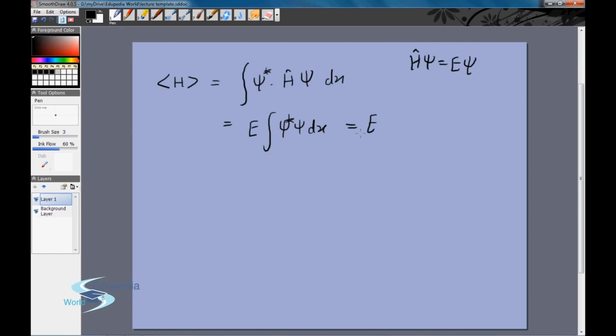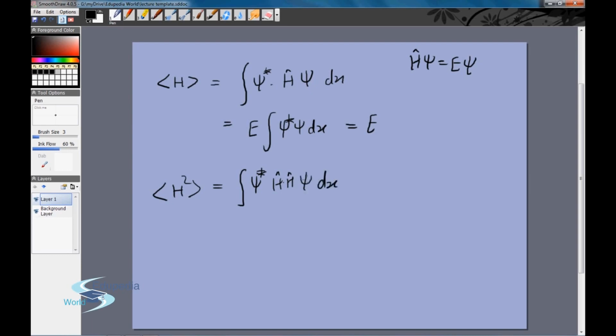But not only is that true, what is the expectation value of H square? This is something which is not also true for momentum or position, only true for energy. The expectation value of H square, again psi star times H into H, and when you have an operator squared, it's just applied twice, psi dx. Now H psi gives me E psi.